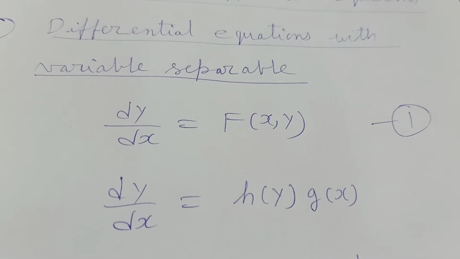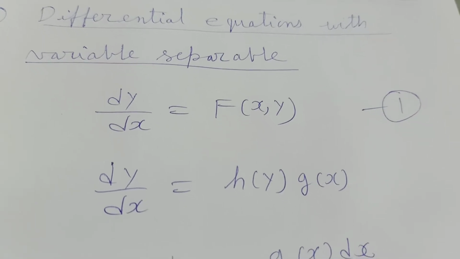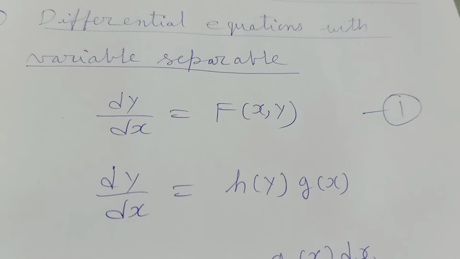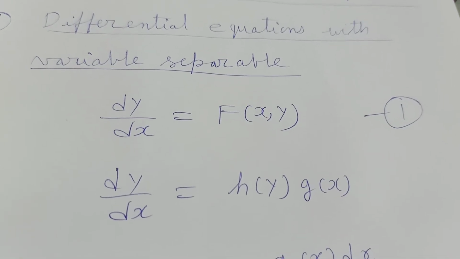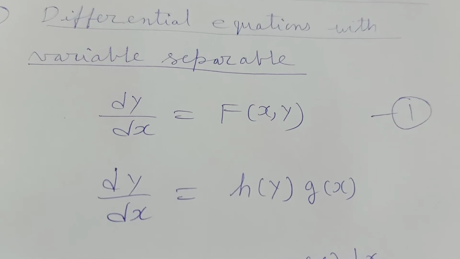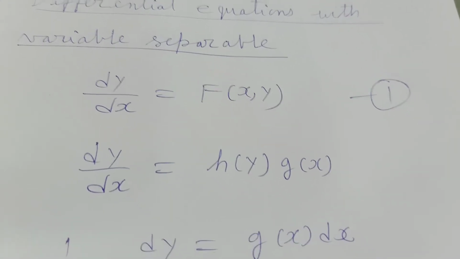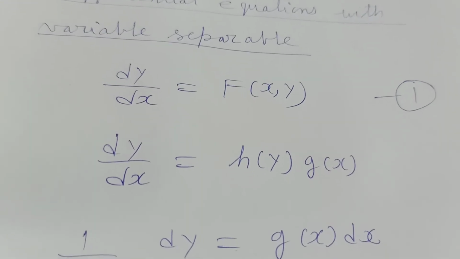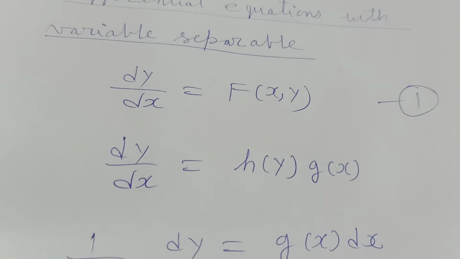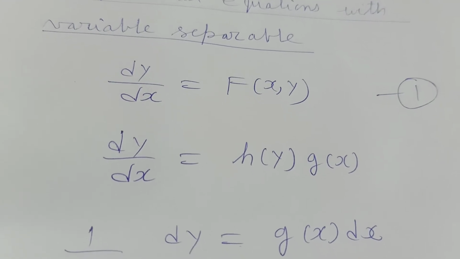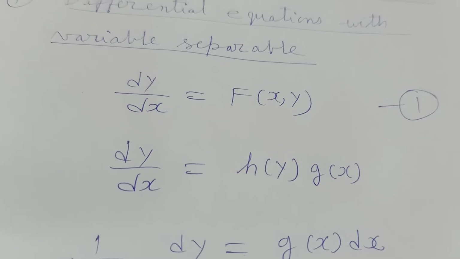If it is possible to express f(x,y) as a product of two different functions of x and y respectively, like h(y) into g(x), then we can use this method. So we have expressed f(x,y) as h(y) into g(x), two different functions of x and y.